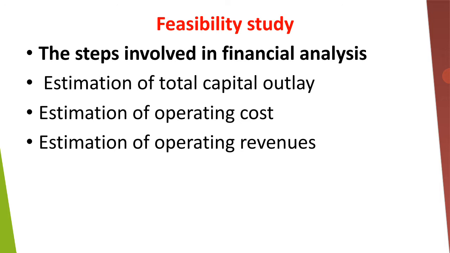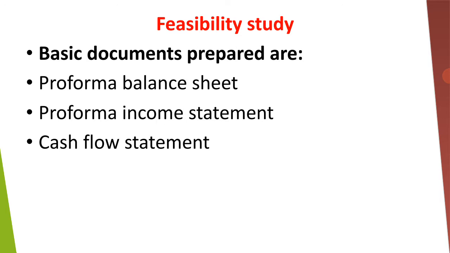Secondly, estimation of operating cost of the project. What will be the operating cost? And thirdly, estimating the operating revenues. So we have to estimate the total capital, total revenue and total costs. By comparing total cost and total revenue, we can estimate what will be the profit expected and what will be the percentage of profit expected, and these aspects can be included in our project report.